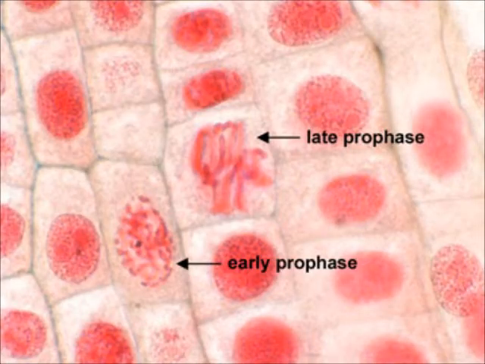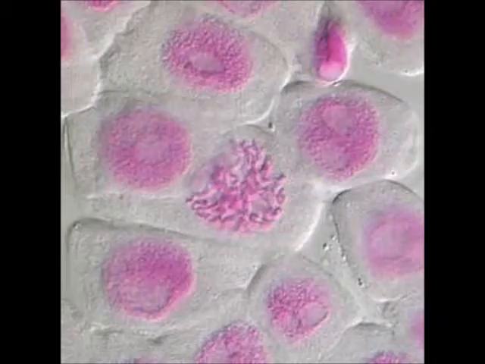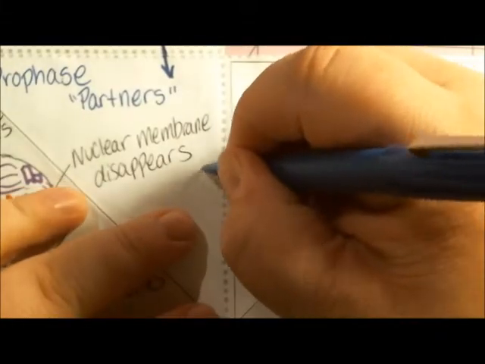Here's a picture with a few cells pointed out going through prophase at different points. So one has the nuclear membrane gone. In this picture, can you find the one going through prophase? If you guess this guy in the middle, you'd be correct. Now, we go to metaphase.